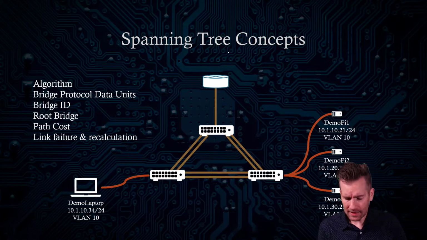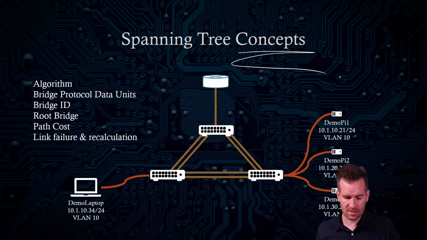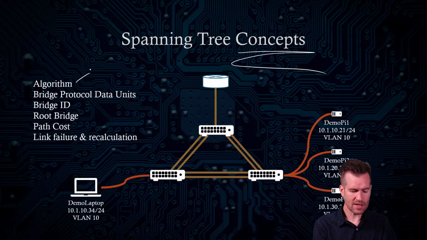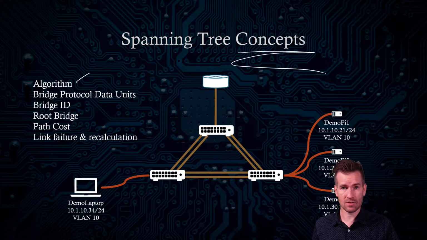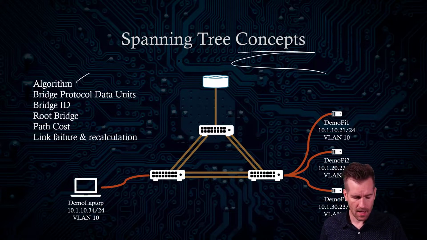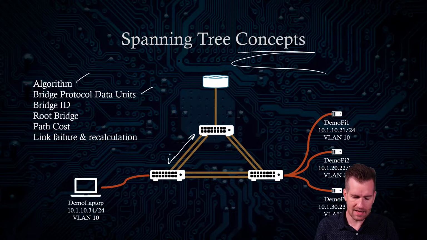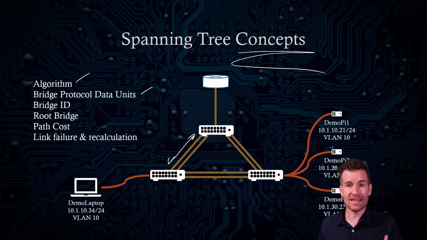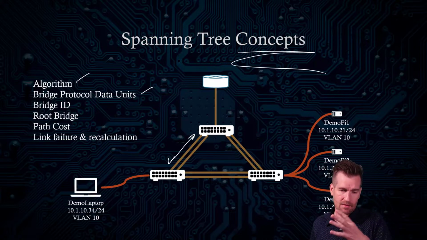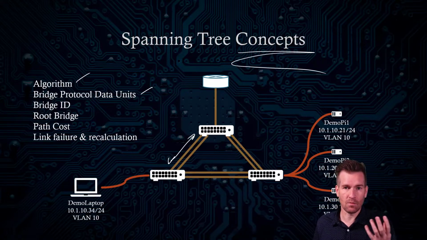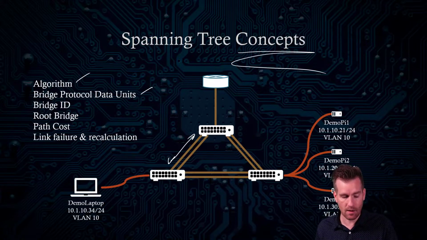Now, there's a few concepts you should understand when it comes to spanning tree protocol. One of the first things is the algorithm. We talked a little bit about this. This is just the set of instructions that each switch is using to base its decisions off of. We also have the bridge protocol data unit, which we also talked about. That's the frame that's being sent back and forth between these bridges or switches, carrying information that tells these devices about the different links and about the different switches that are within this network right here.